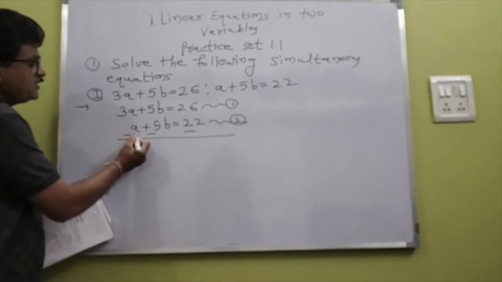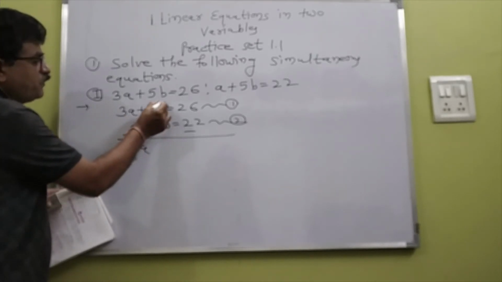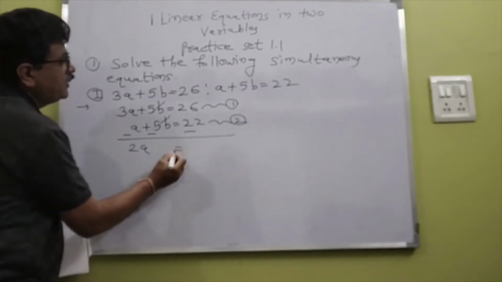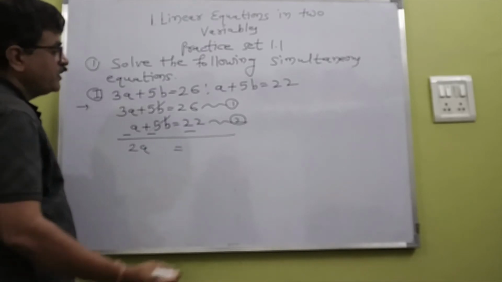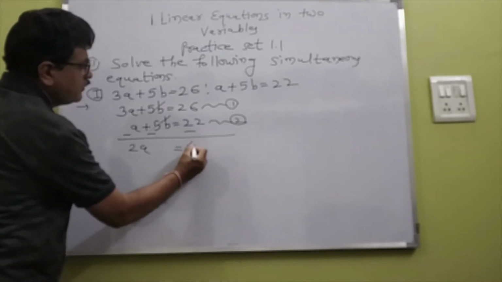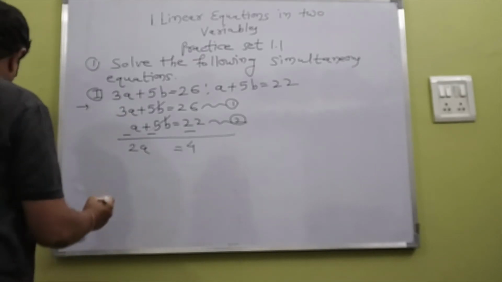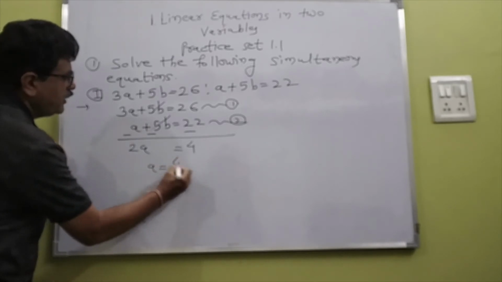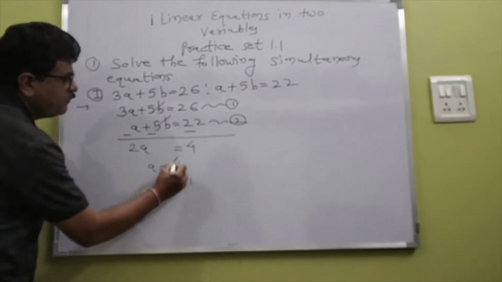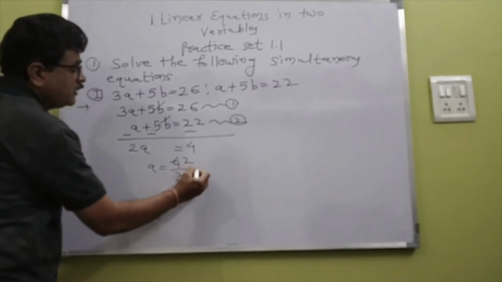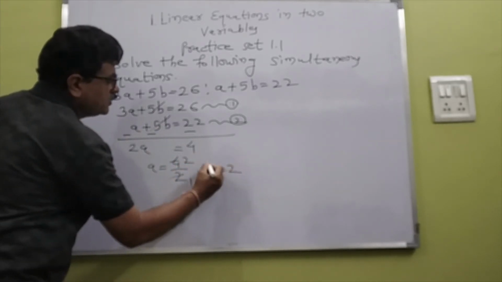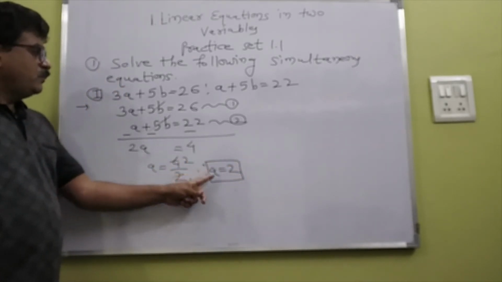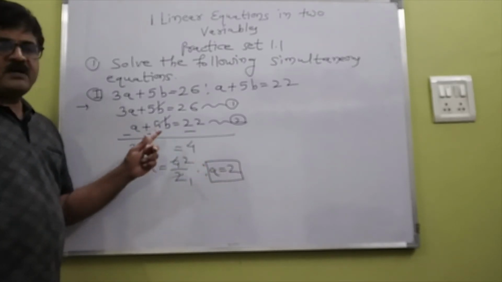Here 3a minus a is 2a, plus 5b minus 5b get cancelled, is equal to 26 minus 22. 26 minus 22 is 4. Therefore 2a is equal to 4, divide by 2, therefore the value of a is 2. Now this is the value of a. Now we have to find the value of b.